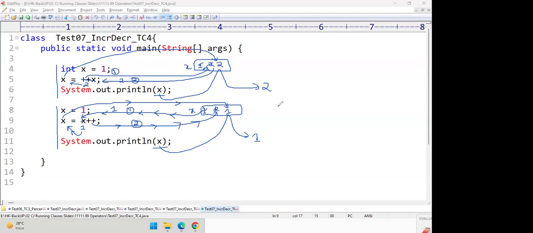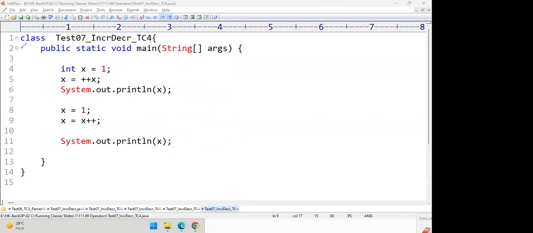Shall we try one more example? Up to now, we have been using plus plus, x plus plus, individually assigning to a variable like this. Now I want to use multiple plus pluses, a combination of plus plus. Ready? We are writing big expressions now.